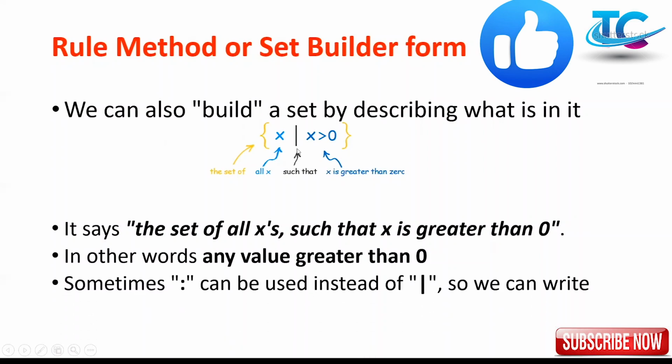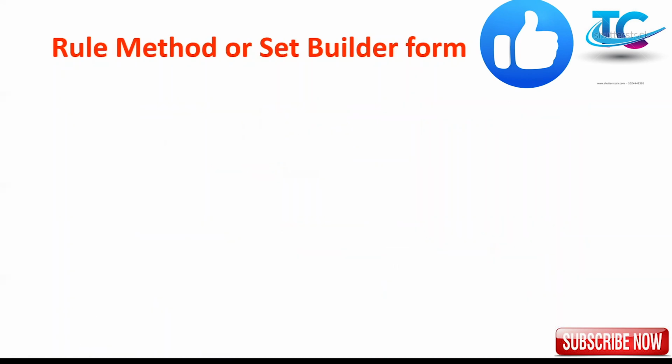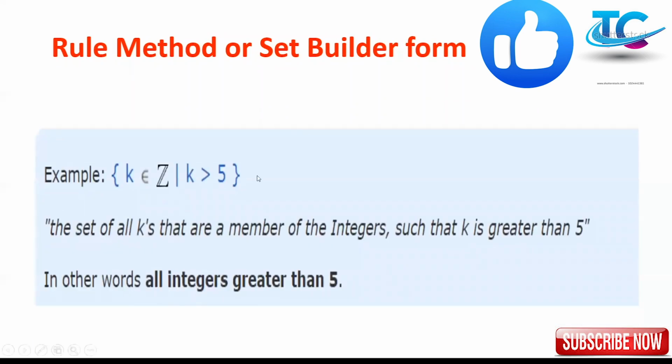This bar symbol denotes the "such that" symbol, and sometimes it is also written as a colon symbol. So x colon x is greater than 0. It can also be read as x such that x is greater than 0. So this is a set builder form. Let's see some examples. If in curly braces it is written k belongs to Z, such that k is greater than 5, it means this set contains all the integers which are greater than 5.